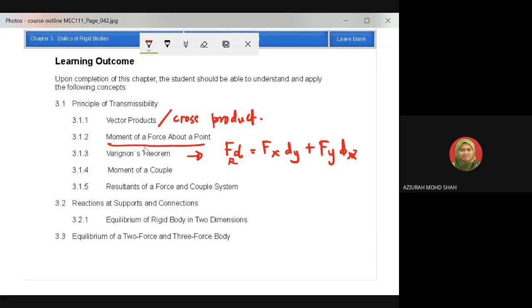And a moment of a couple, nanti kita ceritalah ada couple. Ada couple dalam ni. Couple yang halal lah. Haram tak tahu lah. Ni couple yang ada dalam buku ni lah.